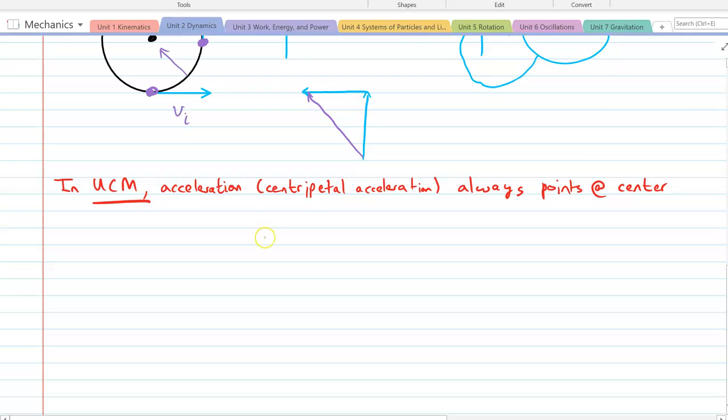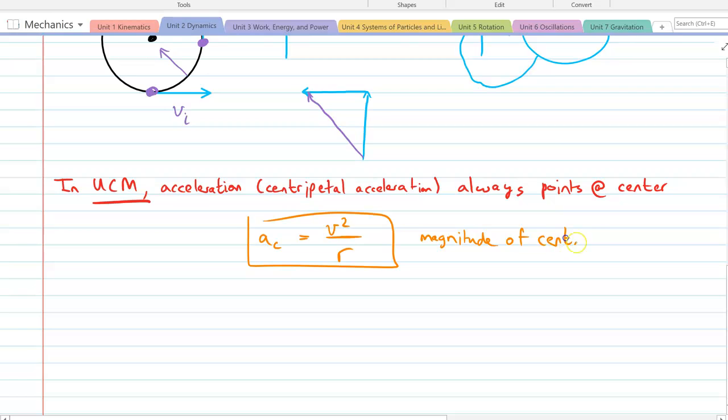The answer is yes. The way we denote it is a_c. Notice that I'm not going to put a vector sign here because we already know what the direction is, and this equation doesn't tell us anything about direction. It depends on the tangential speed, so there's no arrow here either, divided by the radius of the circle. So this is the formula for the magnitude of centripetal acceleration. And then the direction is towards the center, always in UCM.